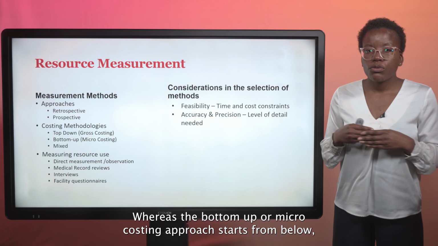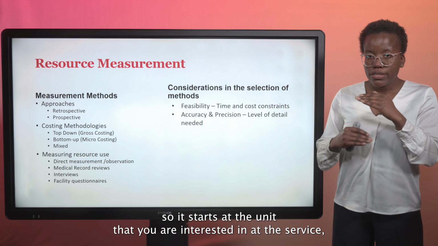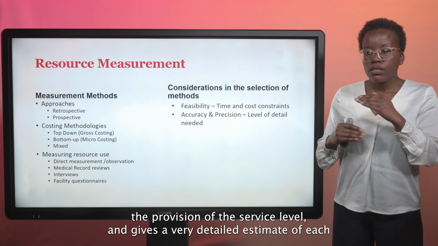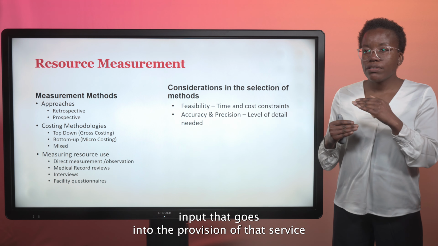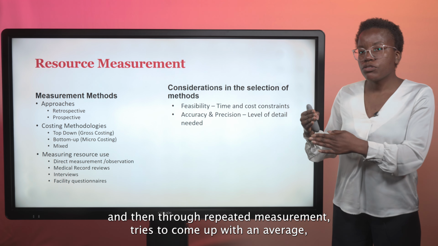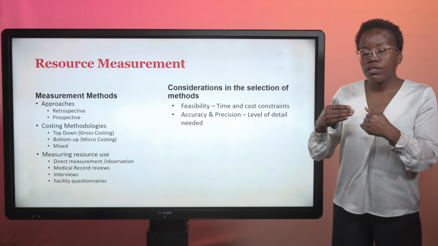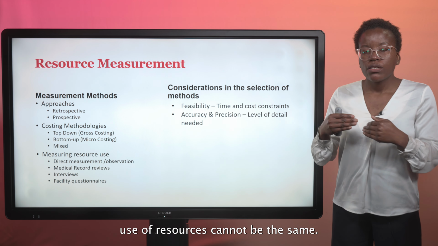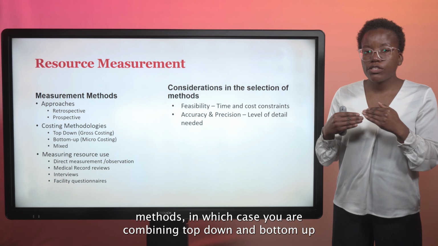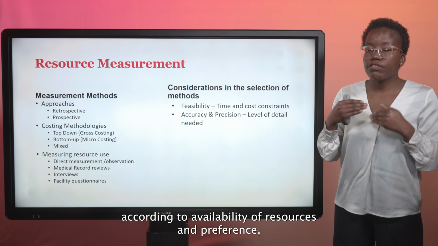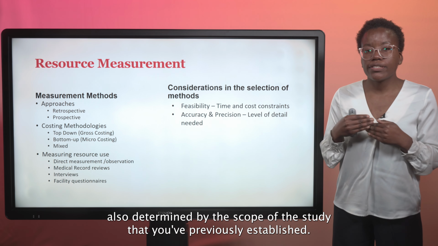Whereas the bottom-up or micro-costing approach starts from below. So it starts at the unit that you are interested in, at the service, the provision of the service level, and gives a very detailed estimate of each input that goes into the provision of that service, and then through repeated measurement tries to come up with an average, considering that patients are heterogeneous and patient use of resources cannot be the same. Or you could do mixed methods, in which case you are combining top-down and bottom-up according to availability of resources and preference, also determined by the scope of the study that you've previously established.